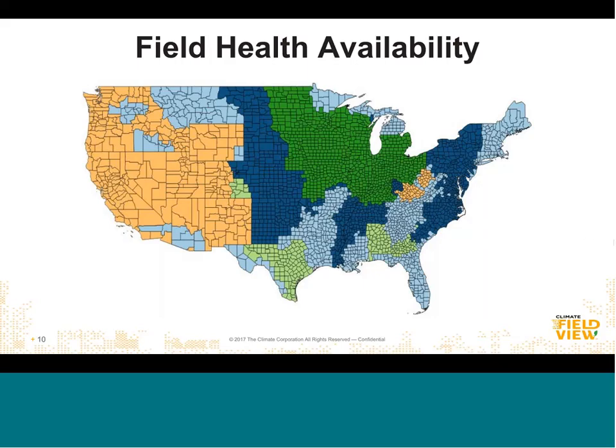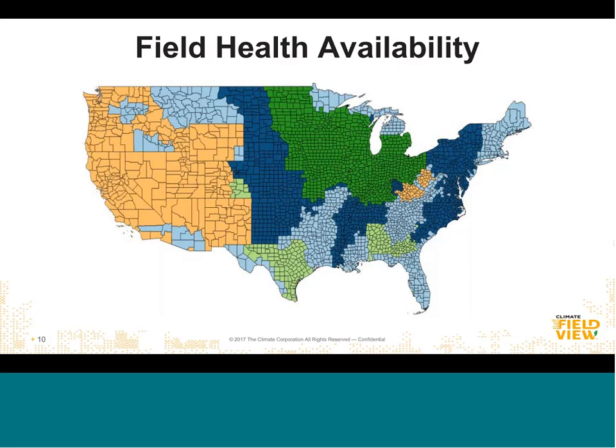So let's next talk about field health availability. Where can you get these images? Well, let me talk about Canada first, because Canada is a little bit easier. If you are a paid Climate Field View client, then you have field health images in your area. Basically, in Canada, we don't sell the climate product anywhere where we can't provide imagery. So if you're Canadian and you have paid for a Climate Field View subscription, then you are going to be receiving images in your Climate Field View account on all of your fields this season.